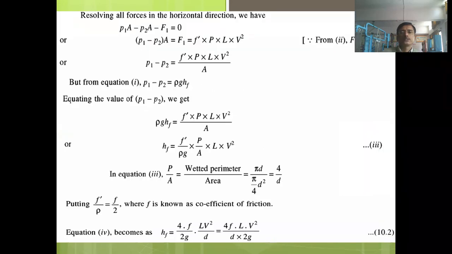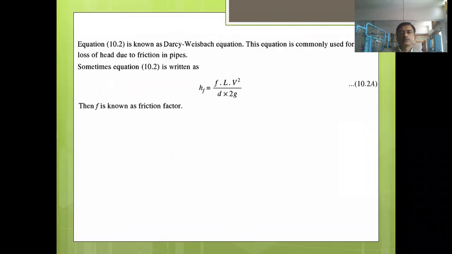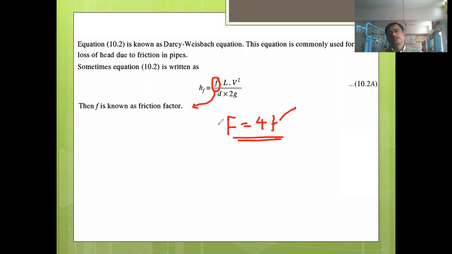Sometimes this equation 4FLV square upon 2GD can be written as FLV square upon 2GD. If only F is written instead of 4F, then understand that this F is called the friction factor. What is the relation between friction factor and coefficient of friction? Friction factor is equal to 4F. This is the coefficient of friction and this is the friction factor. So this was the derivation for the Darcy-Weisbach equation, head loss due to friction.